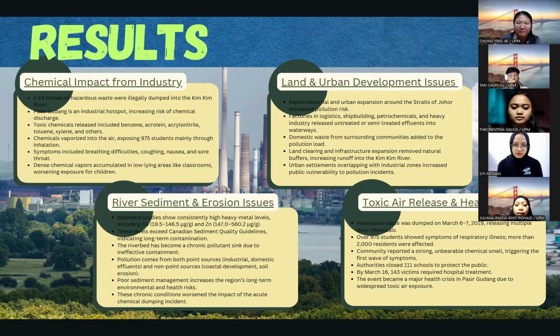Studies show that the river had high level of heavy metal like copper and zinc even before the incident of Kim Kim River. So this means the river has been polluted for years from industrial waste, domestic waste, and soil erosion. The river basically act like a storage for pollutant. So when the dumping happened, the impact was worse because the river was already unhealthy.